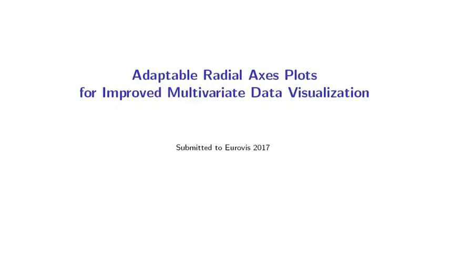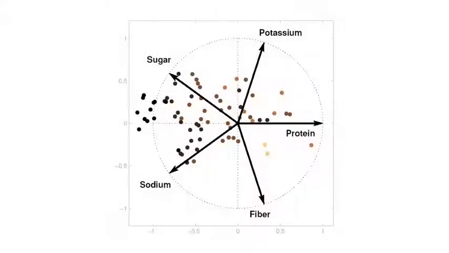For the purpose of performing multivariate exploratory data analysis, we have developed a technique that we call adaptable radial axis plots. Radial axis plots are visualization techniques that show multidimensional data samples as points and variables as vectors that represent radial axes. The locations of samples depend on their attributes and on the axis vectors. Their orientation determines the direction in which a variable increases, and the length specifies its influence in the visualization.